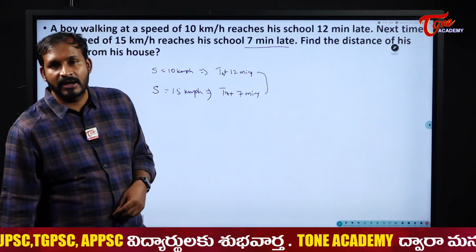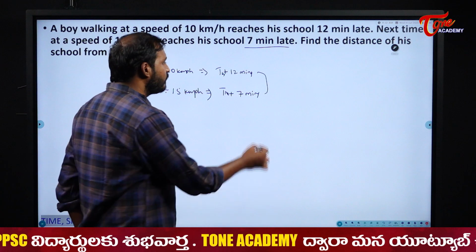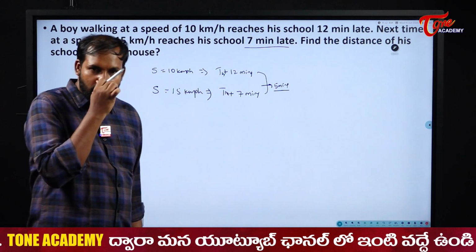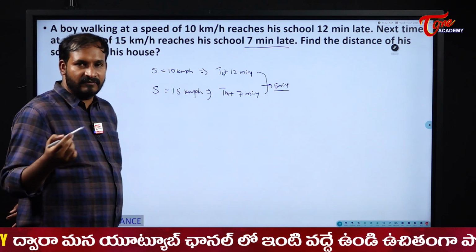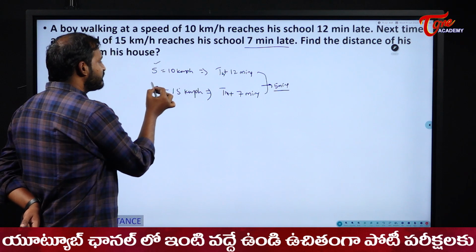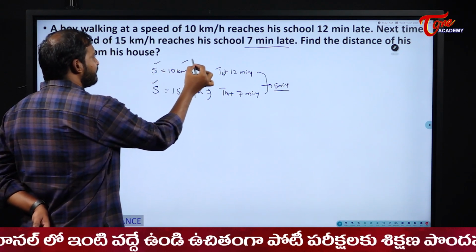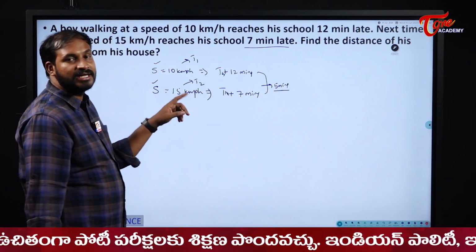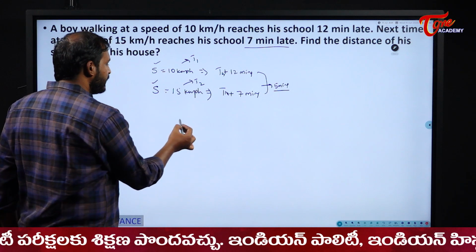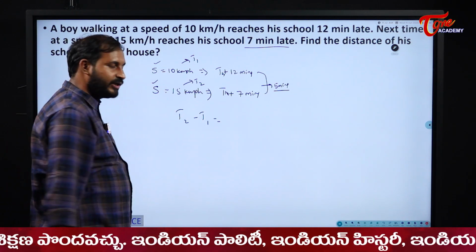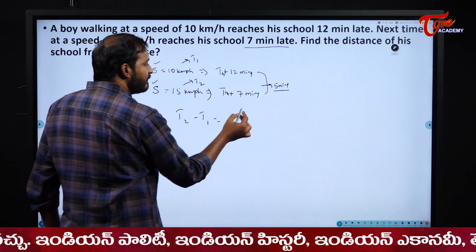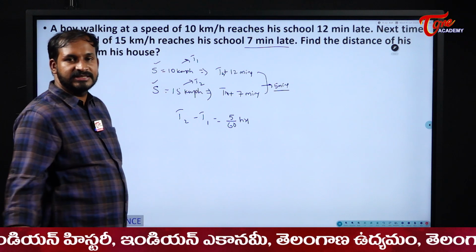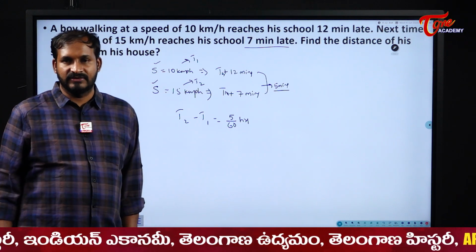12 minus 7. That is the time difference, 5 minutes. So in which case is the time more? My first case is greater than my second case. Why? Because speed is more here, obviously time will be less here. So T1 minus T2, the time difference between both the cases, is 5 minutes. I will write it as 5 by 60 hours.